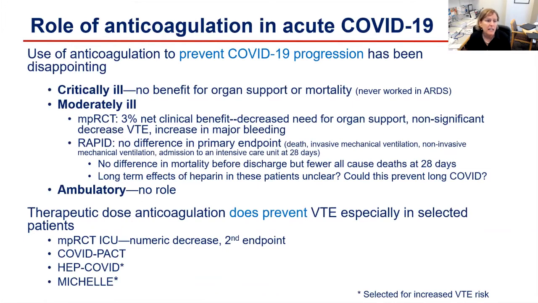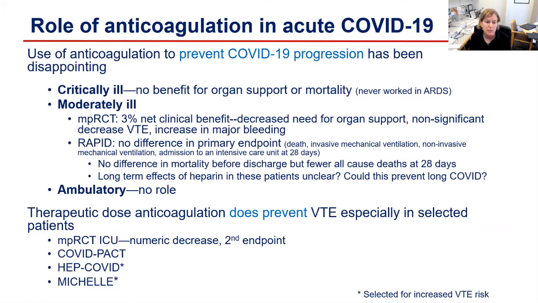So in the last few slides, I want to just focus on the role of anticoagulation in acute COVID and discuss where we should go. From my perspective, the use of anticoagulation to prevent COVID-19 progression has been disappointing in acutely ill patients. In the critically ill, we found no benefit for organ support or mortality. And I have to say, looking back, we've tried heparin to treat ARDS and it's never worked. In the moderately ill, again from my perspective, there's a 3% net clinical benefit, not the home run that we had hoped. There is a decreased need for organ support, and a 1% difference in mortality before hospital discharge. There is a non-significant numeric decrease in VTE in these patients, but there's an increase in major bleeding.